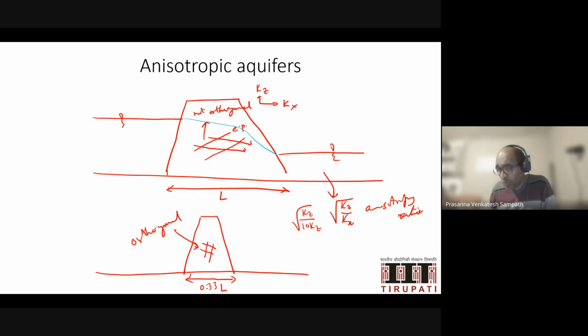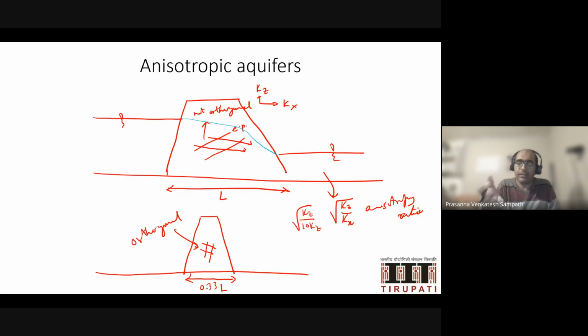Okay, so the ratio that you get is the anisotropy ratio. It's the square root of kz by kx, and if kx is about 10 times kz, which means the hydraulic conductivity in the x direction is 10 times more than the hydraulic conductivity in the z direction, then that ratio becomes the square root of kz by 10 times kz. So that's about 1 by 3 or so, which comes to 0.33. So the original aquifer, the original dam, has a length of L, and we transform that into a new system where the length is now 0.33 times L.